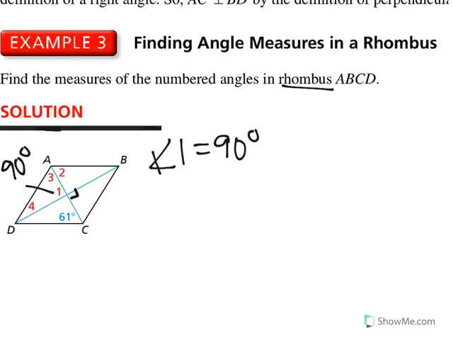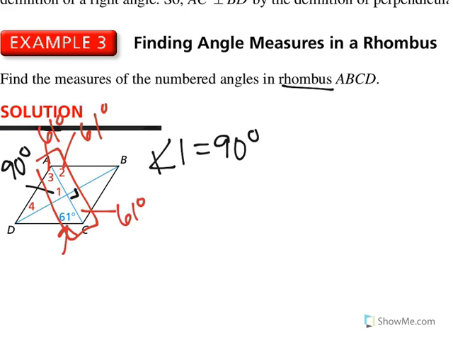And I also know that the diagonals bisect a pair of opposite angles. Well, here I know that half my angle is 61, so I know that the other half has to be 61 as well. Same for angle 2 and angle 3. They also need to be 61 degrees. Okay, so that just leaves angle 4.